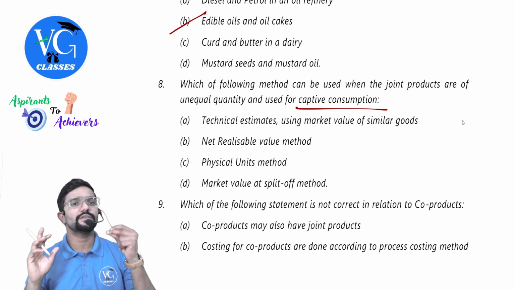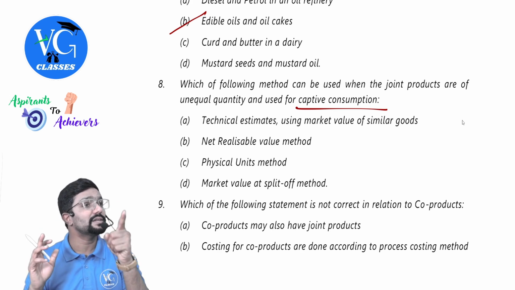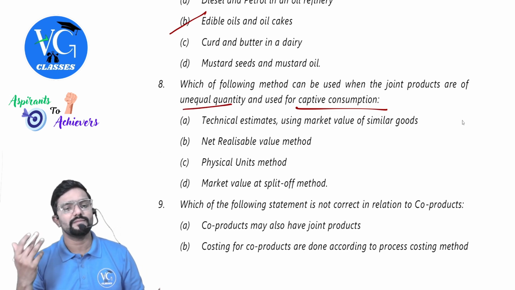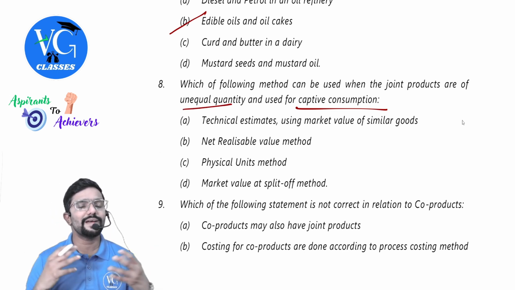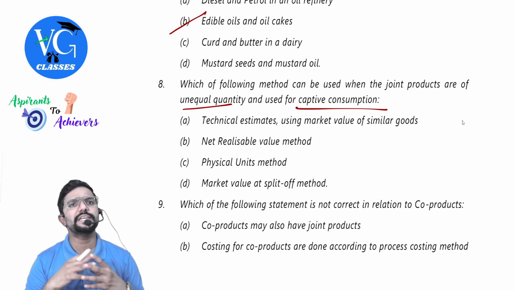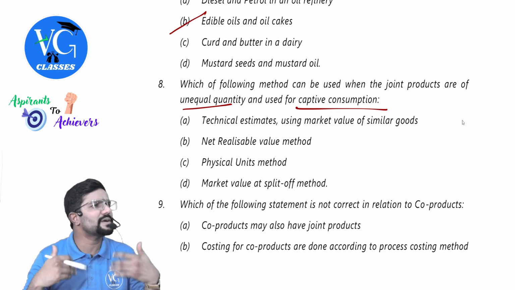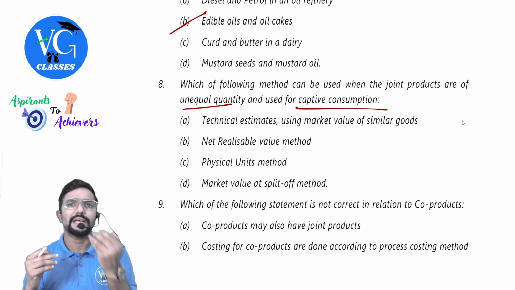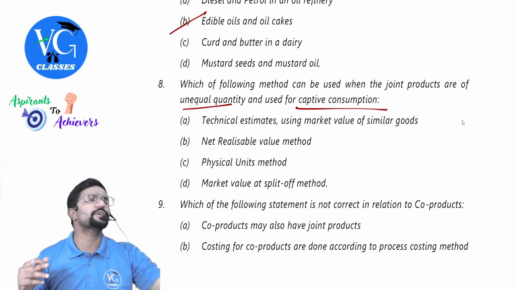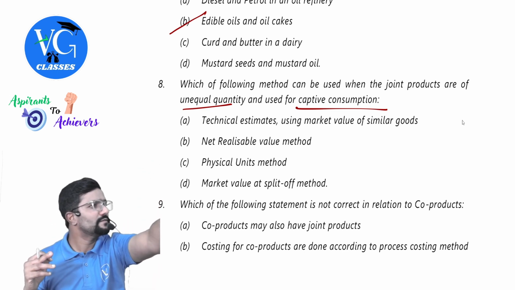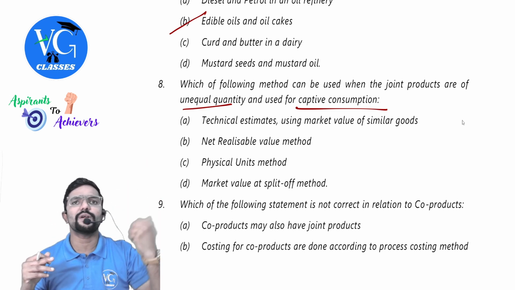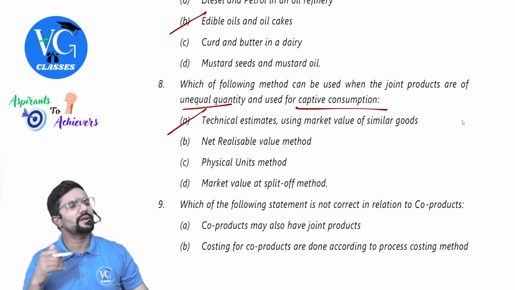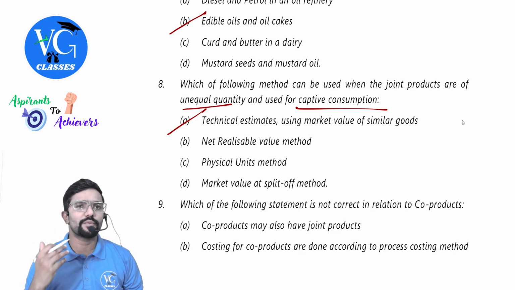Net realizable value method. To calculate net realizable value method, I want sale value. We are not selling it. Physical unit method, they told unequal quantity, so maybe not suitable. Then market value at split off point method, that means there also we need sale value, which is not available. Why? I am not selling it. Guys, captive consumption means I am using the joint product within the company as a raw material for some other process. That means I am not selling it in the market. So out of the given, which one is the better? You guys fix the cost.